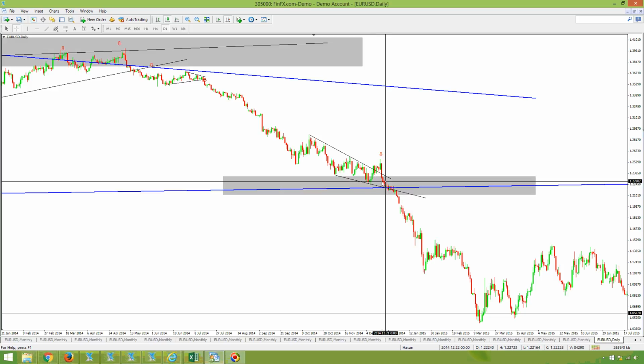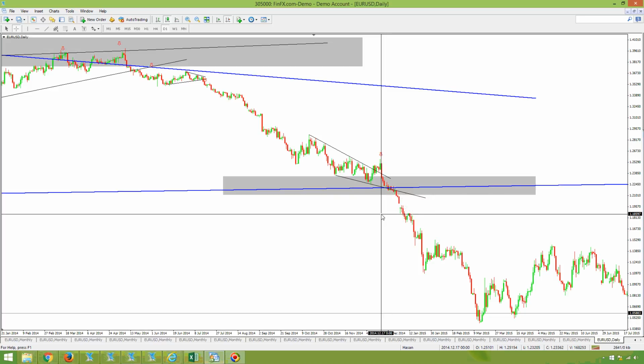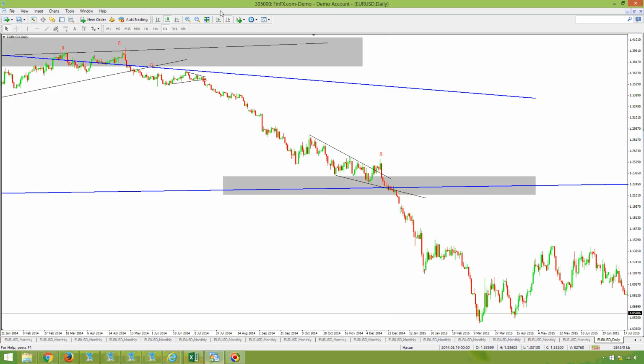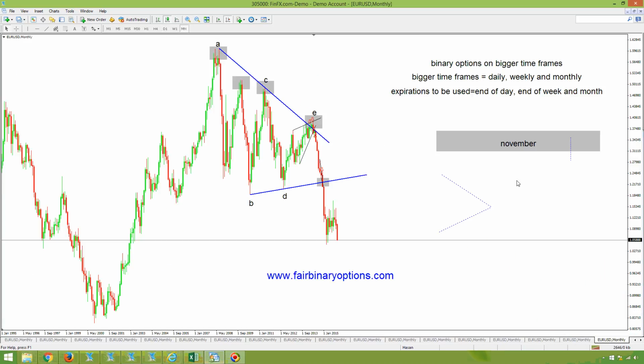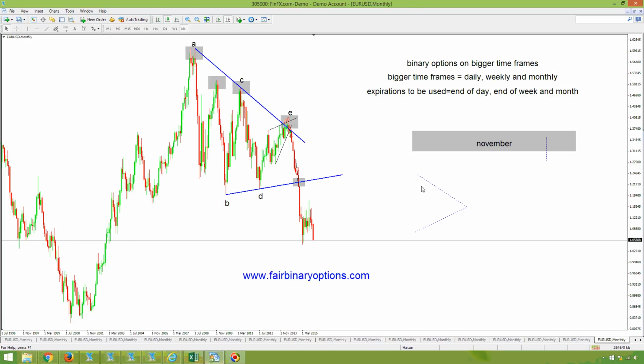And by the time that the B2D trend line is broken, we can take our hands out of the Euro-US dollar, because we traded it multiple times based on the bigger time frames. But again, avoiding shorter expiration dates.